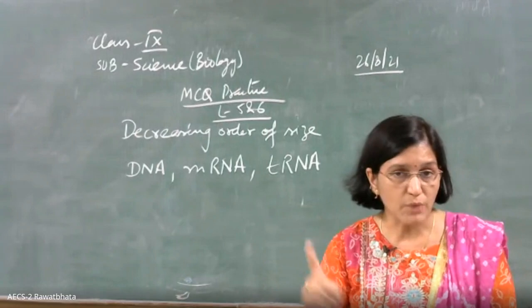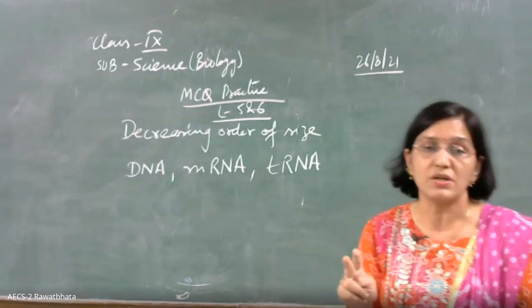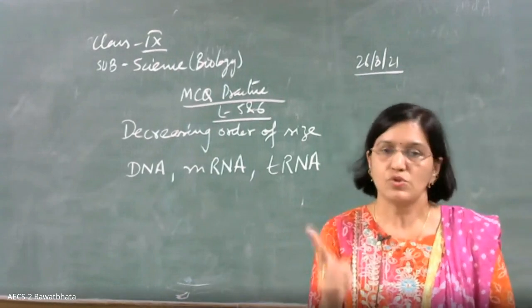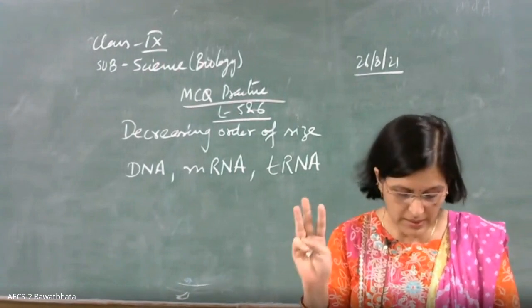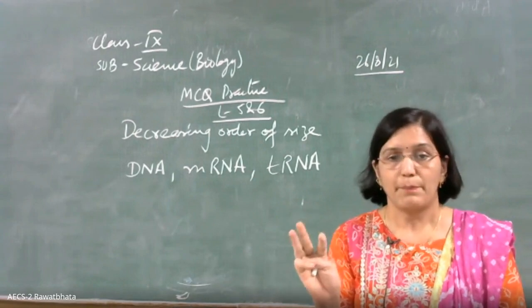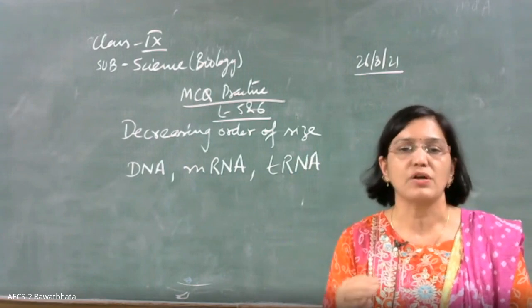Okay, so the first option is ruled out. The second option says it is a reduction division. No, it is not. Mitosis is equational division. The second option is also ruled out. The third option says it leads to the formation of parental type of daughter cell. This is the right option. As the parent cell is, the same way the daughter cells will be formed.